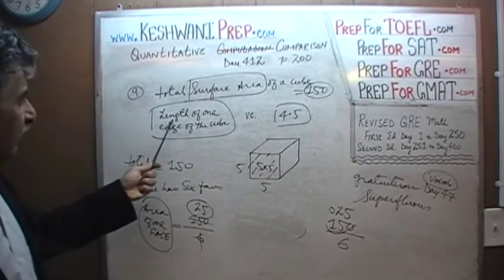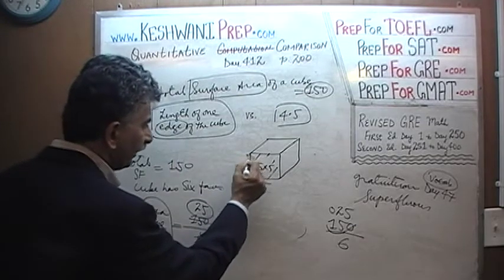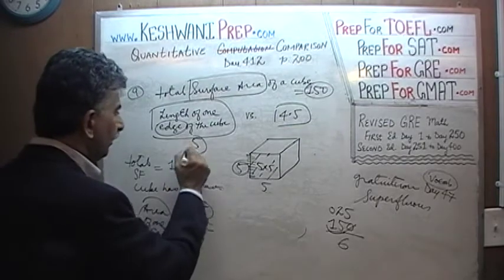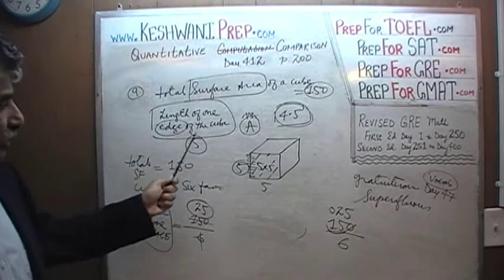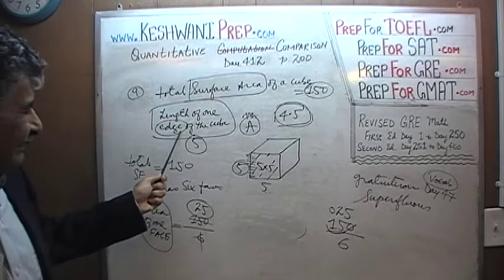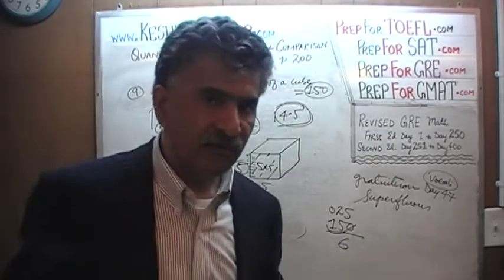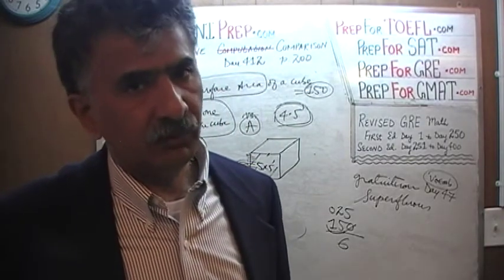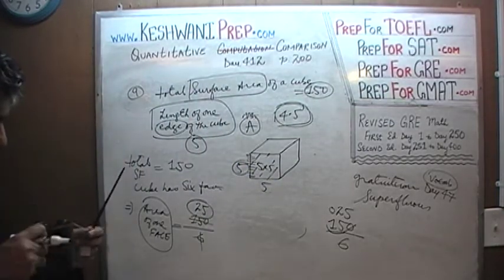And they're asking us to compare the length of one edge of the cube. This is the edge that they're talking about. One edge of the cube, we just found out, is 5. So we have 5 versus 4.5. The answer is A. One edge of the cube is the same as saying a side of the cube. They want you to compare the length of one side of the cube versus 4.5. We just found out that each side of the cube has to be 5 because each face has the area of 25, because it's 5 by 5. Do you understand? Let's move on. Number 10.